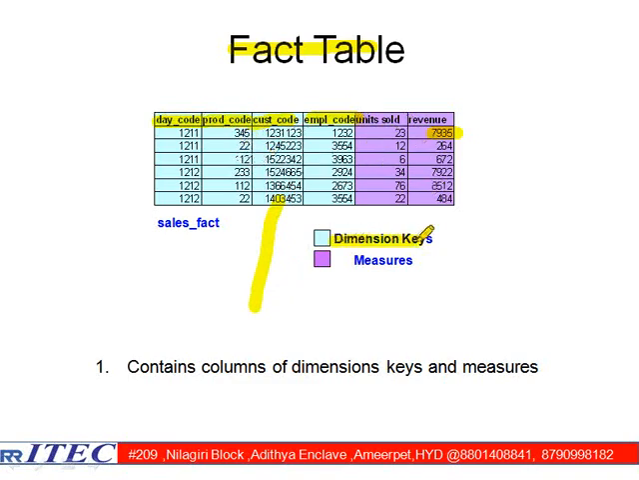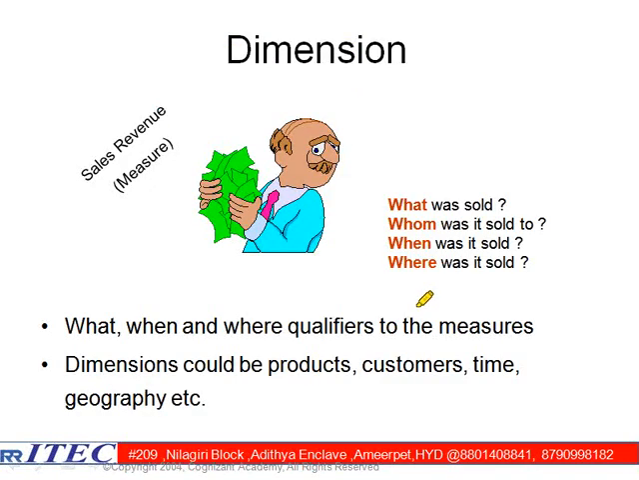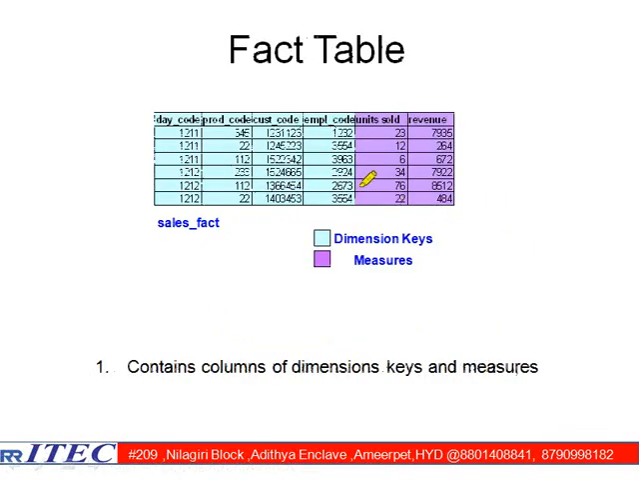So in the fact table, we always have the dimensional keys available. Based on that only, you are going to answer all these questions. What was sold? That is the product. Whom was it sold to? Customer. When was it sold? Time. Where was it sold? That is place. So all these things should be there in the fact table. Then only we are going to understand more about this.